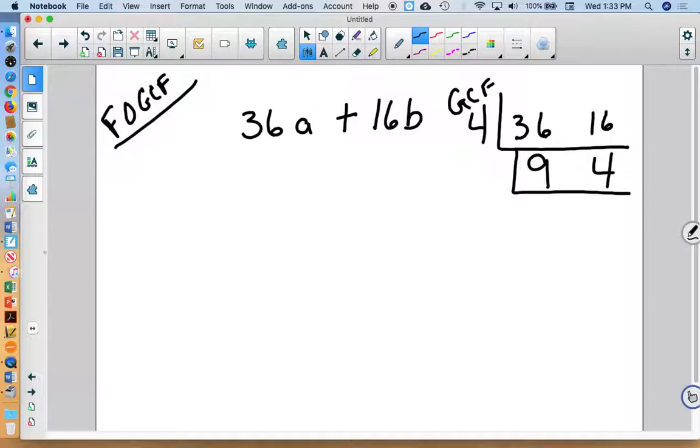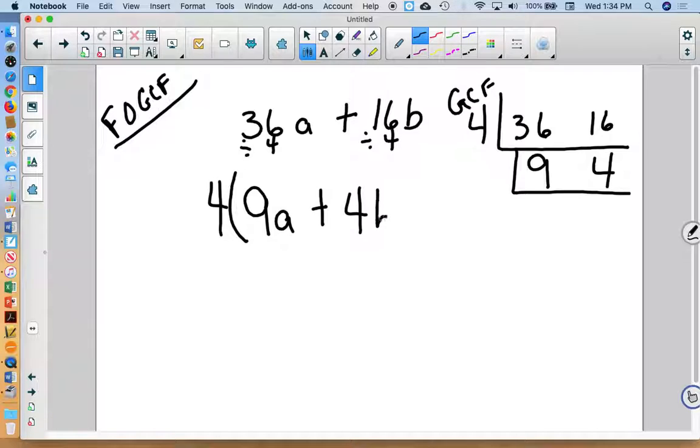Now I have to factor the 4 out of 36a and out of 16b. So I say, what is 36 divided by 4? That is 9, and I keep the a with it, plus, what is 16 divided by 4? That is 4b. So the 4 is on the outside, the GCF goes to the outside, and then what is left behind goes in the parentheses.